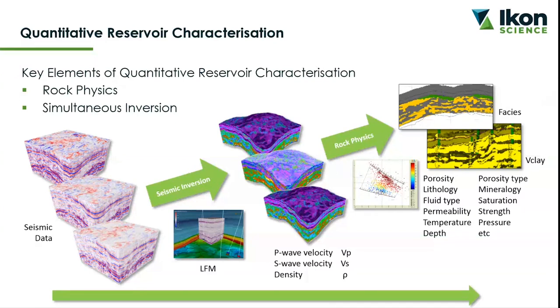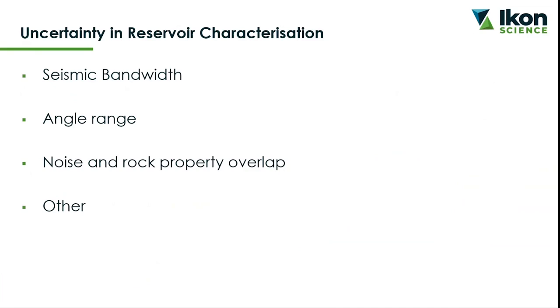Once you have those properties, the next step is to somehow convert them or invert them back to petrophysical properties, which are the things that, as geologists, as geoscientists, we're really most interested in. So what's the porosity? What's the actual rock volume? How much of that rock volume is filled with hydrocarbons? And what is the in-place volume? And where should we drill our next well? So the two key steps of the reservoir characterization process are the rock physics and the simultaneous inversion.